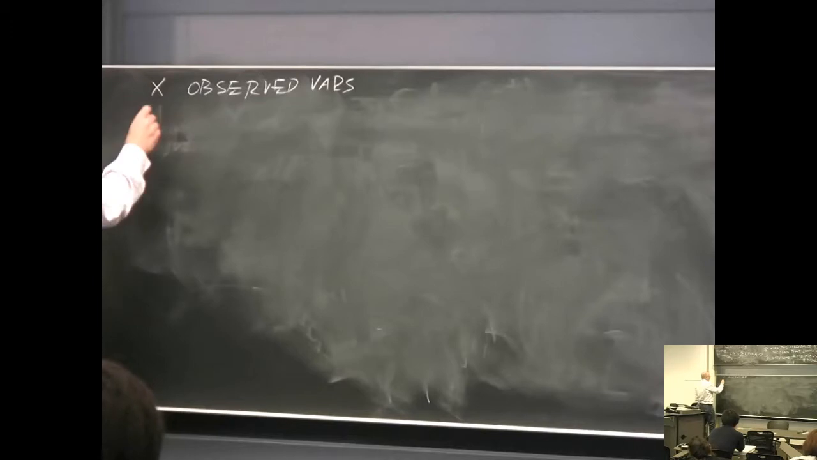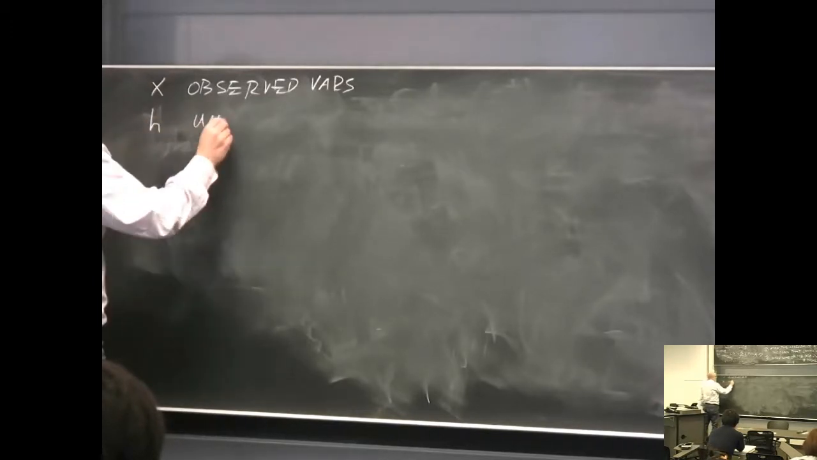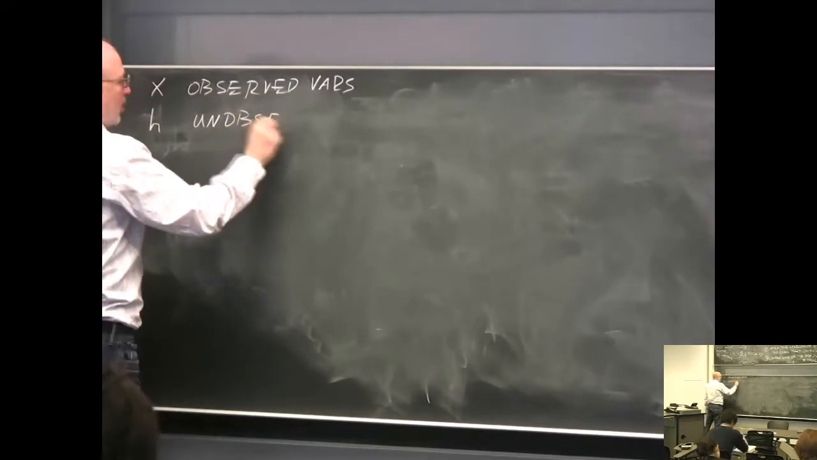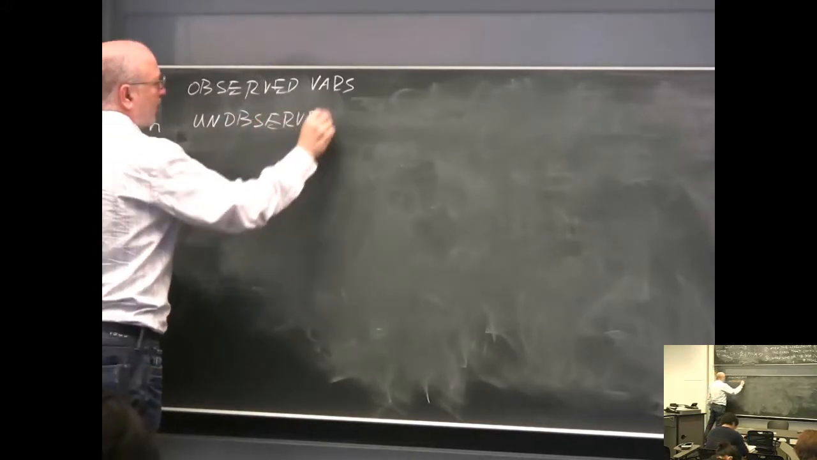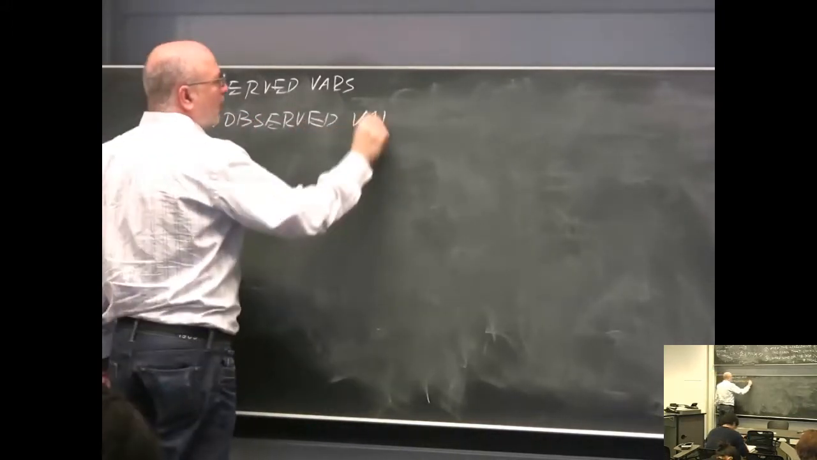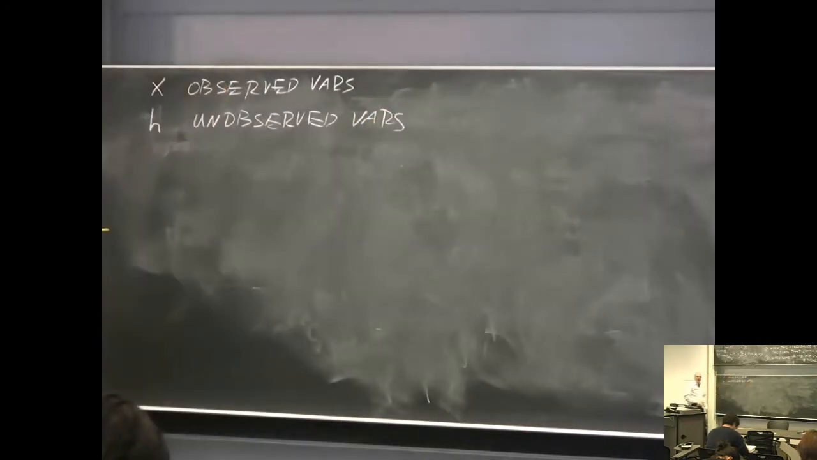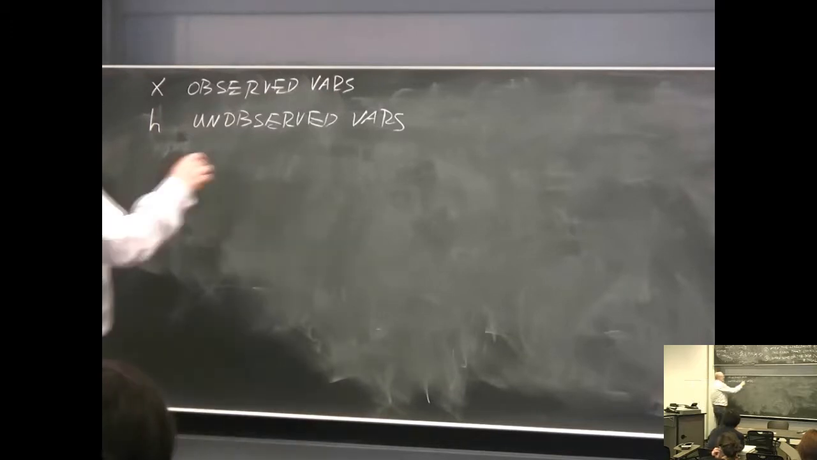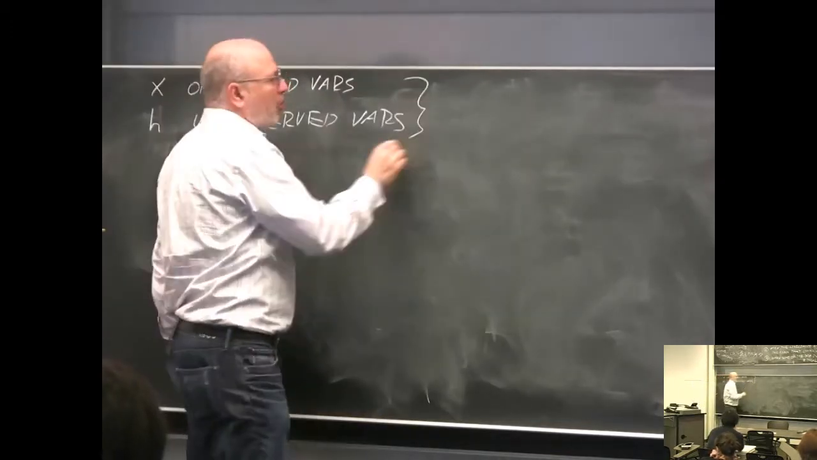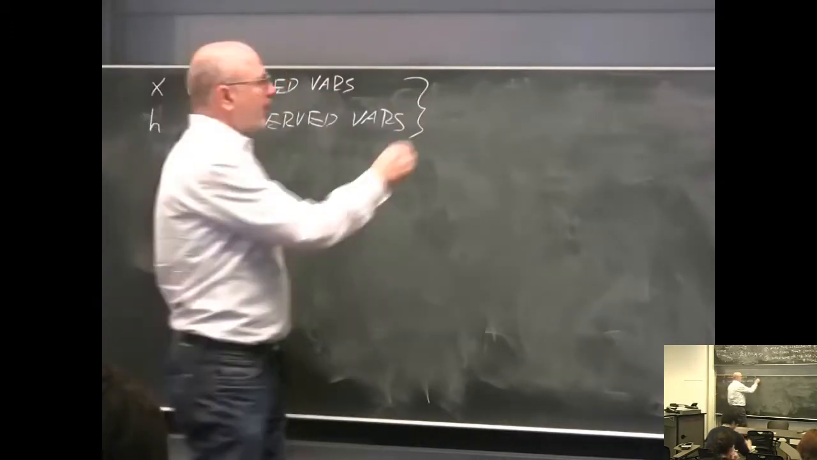And the unobserved, I would call one of two things. I would call either H for hidden or Z. Z is what's usually used in statistical literature. I'll call it H here. It's easier to remember H for hidden. The combination of both observed and unobserved is called the complete data.